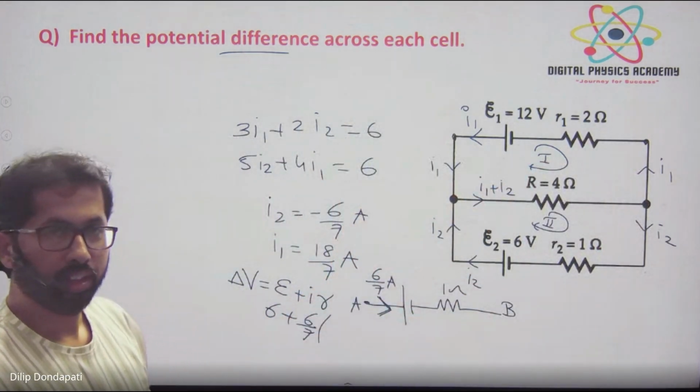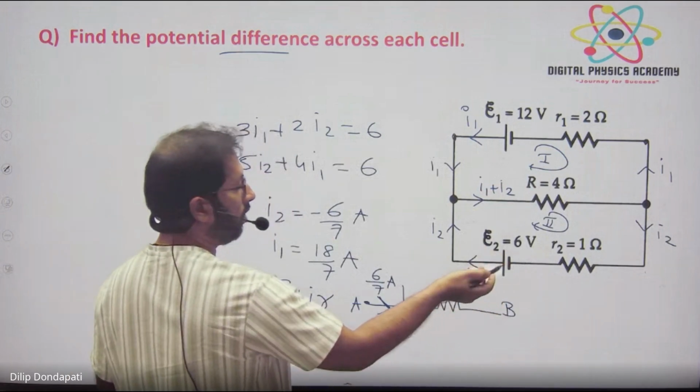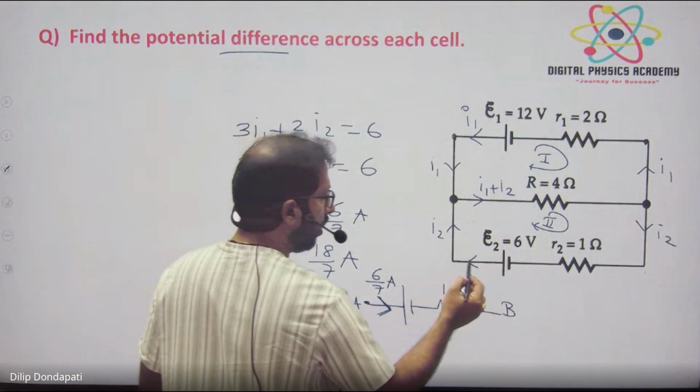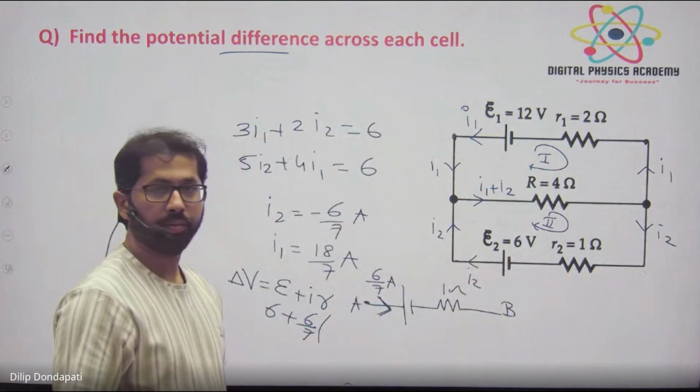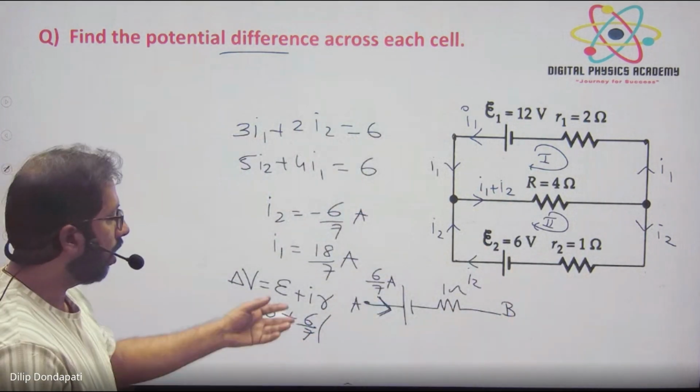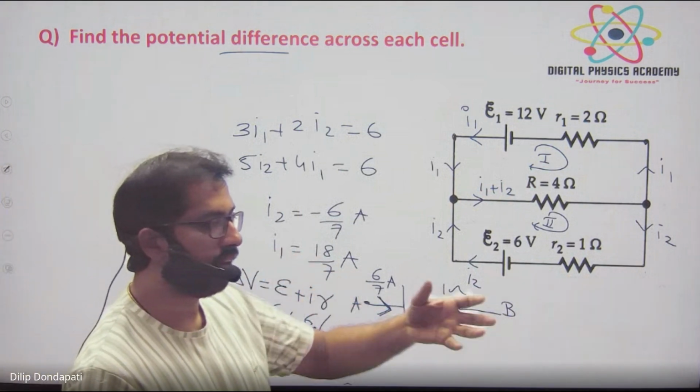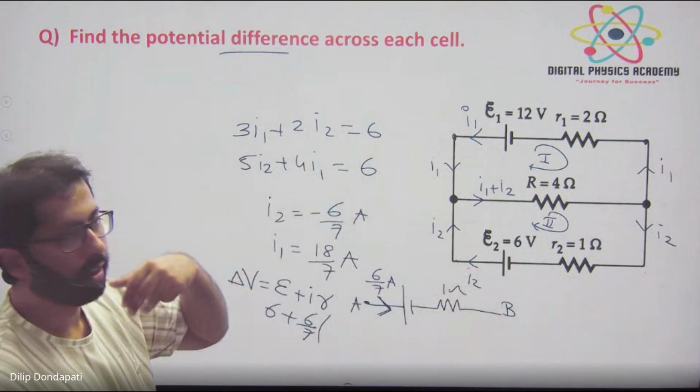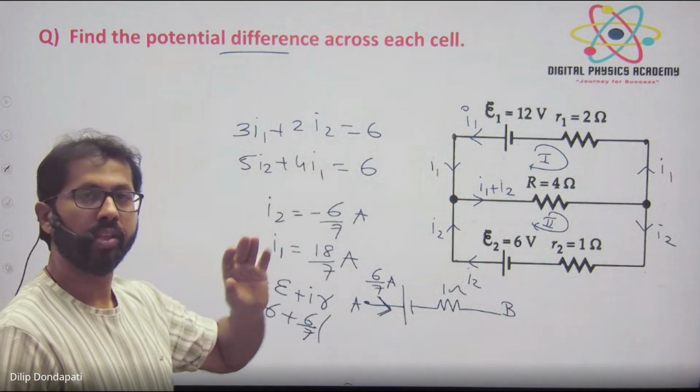Understood? So we use KVL over here. We can use KVL also, from here to here, no problem, in a straight line. So in any circuit, KVL will help you a lot. Anywhere you can find current and voltage. Any circuit you can solve.